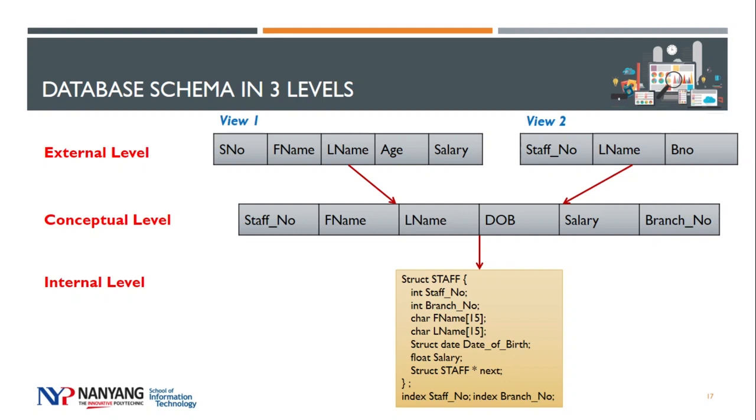So at this level, we see a definition of the structure in a high-level language. The structure contains a pointer and next, which allows these staff records to be physically linked to form a chain. Note that the order of the fields at the internal level is different from that of the conceptual level. So again, the DBMS is the one that maintains the conceptual and the internal mapping, and this is not visible to the users at the external level.